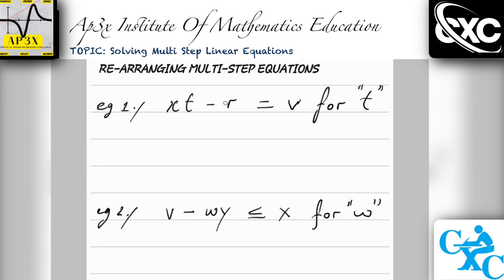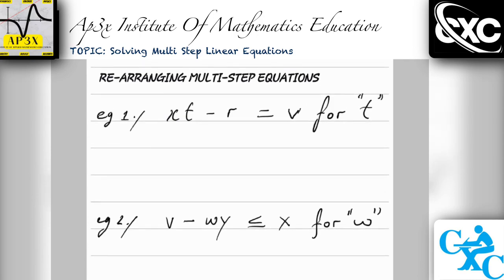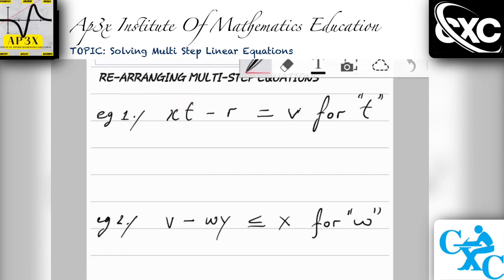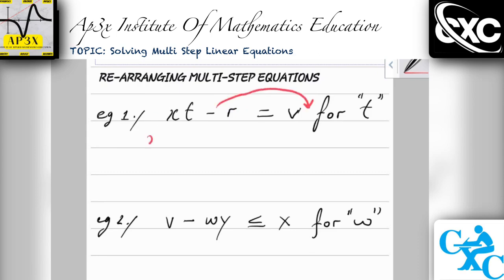So we have minus r and we have x. X seems to be closer to t. So x will be the last thing I'm going to get rid of, and this is going to be the first thing I'm going to get rid of. I'm going to be transposing minus r to this side. So I'm going to end up with xt equal to v and negative r. I carried it over the equal sign, it becomes positive r.